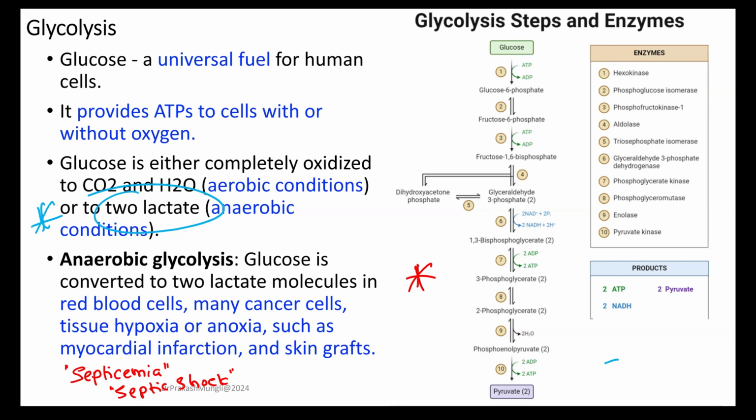Right? And that is when anaerobic glycolysis is trying to take care of the energy needs of the body. Right? So that is one of the examples for anaerobic glycolysis that you should know. So make sure you memorize these things. Okay?